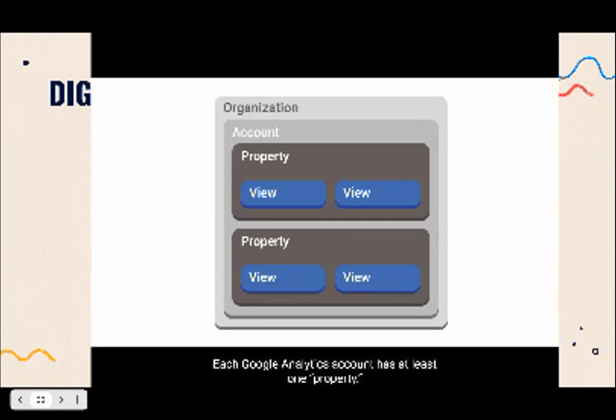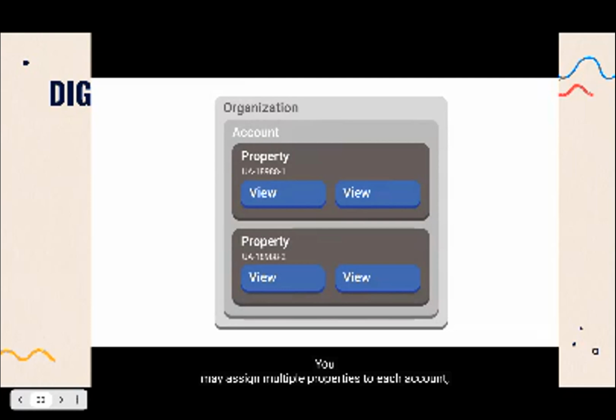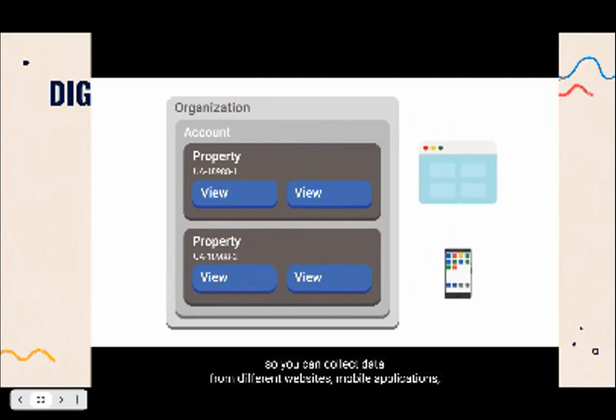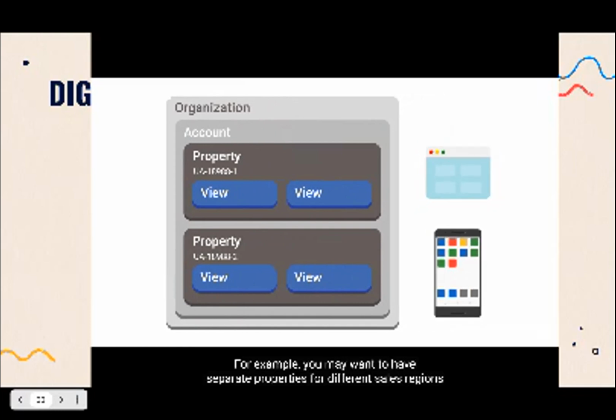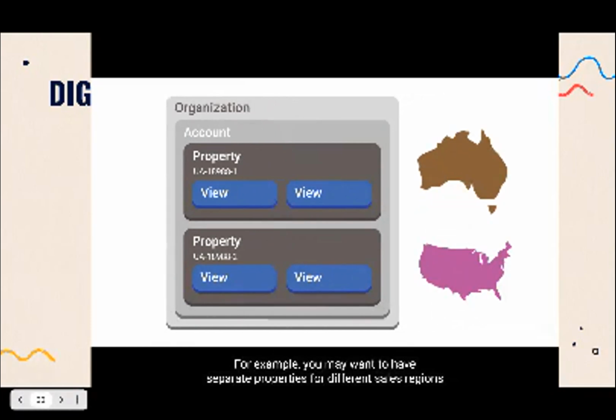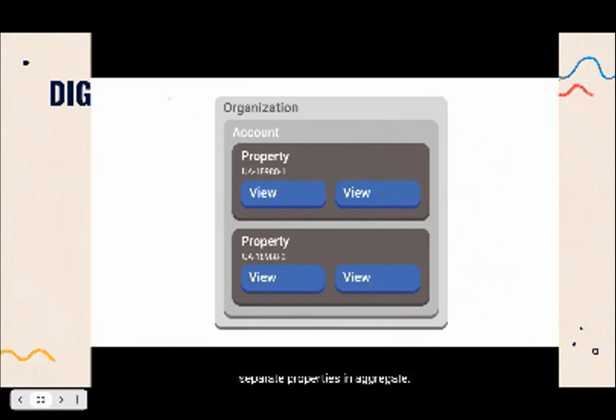Each Google Analytics account has at least one property. Each property can collect data independently of each other using a unique tracking ID that appears in your tracking code. You may assign multiple properties to each account so you can collect data from different websites, mobile applications, or other digital assets associated with your business. For example, you may want to have separate properties for different sales regions or different brands. This allows you to easily view the data for an individual part of your business. But keep in mind, this won't allow you to see data from separate properties in aggregate.